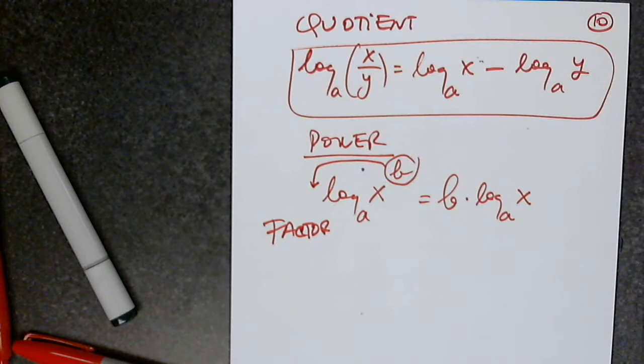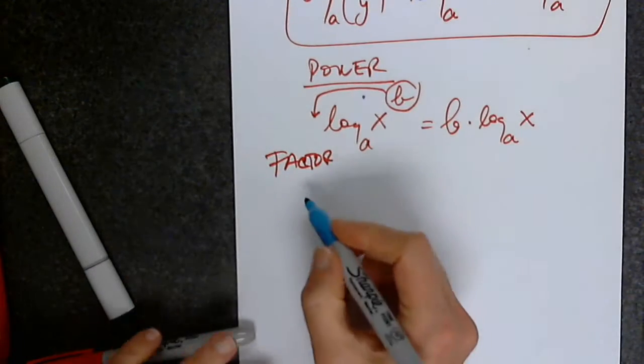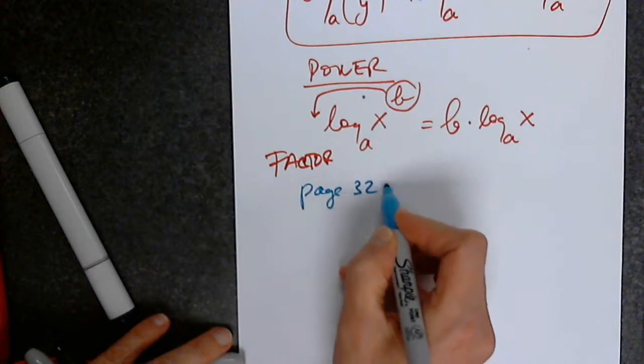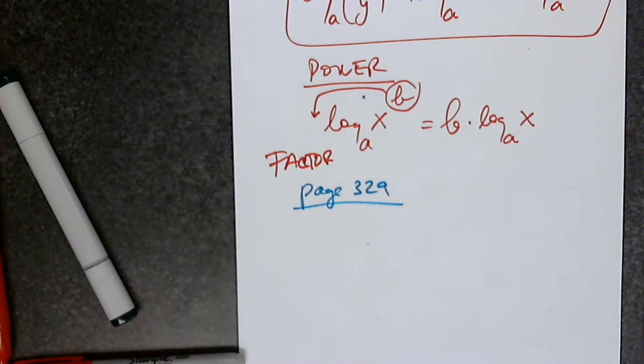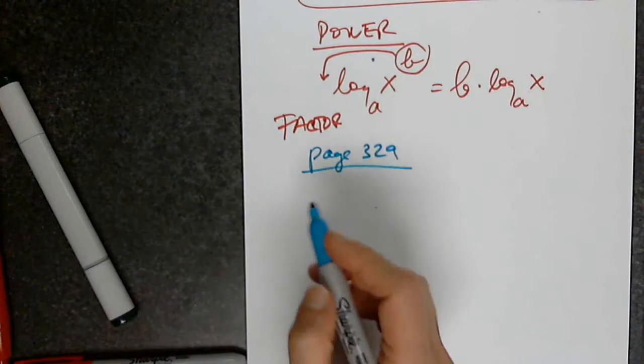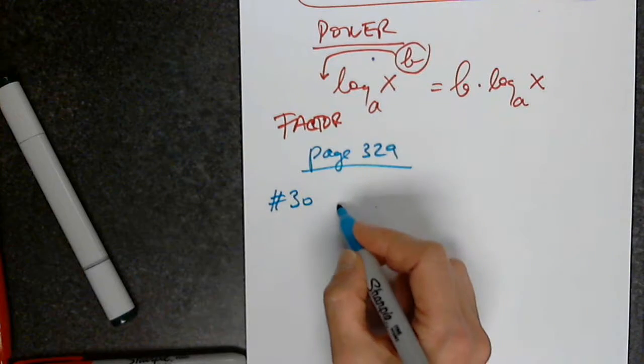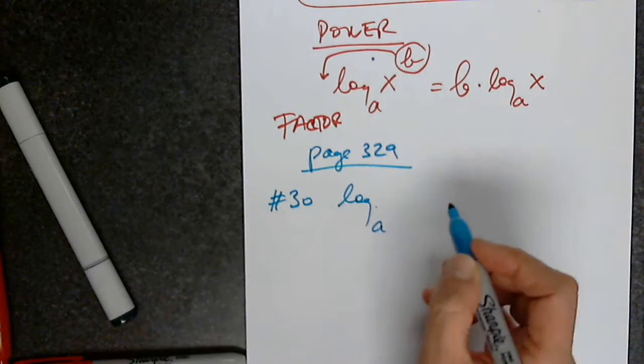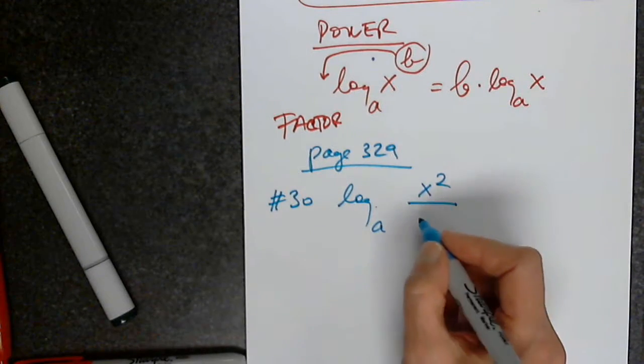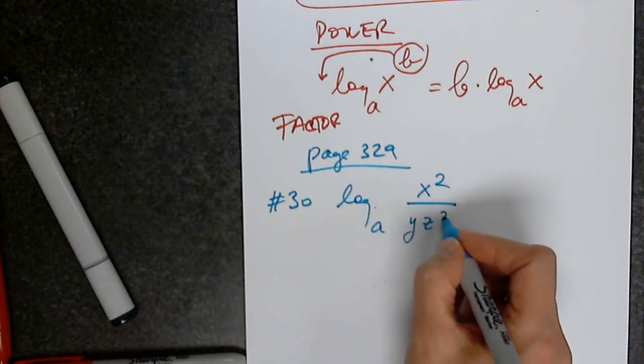Okay, let's apply these properties in condensing and expanding. Okay, page 329. Let's start by expanding and then condensing. What does that mean? We'll see in a moment. So let's start with 30. Log base a of x squared divided by y z to the third.